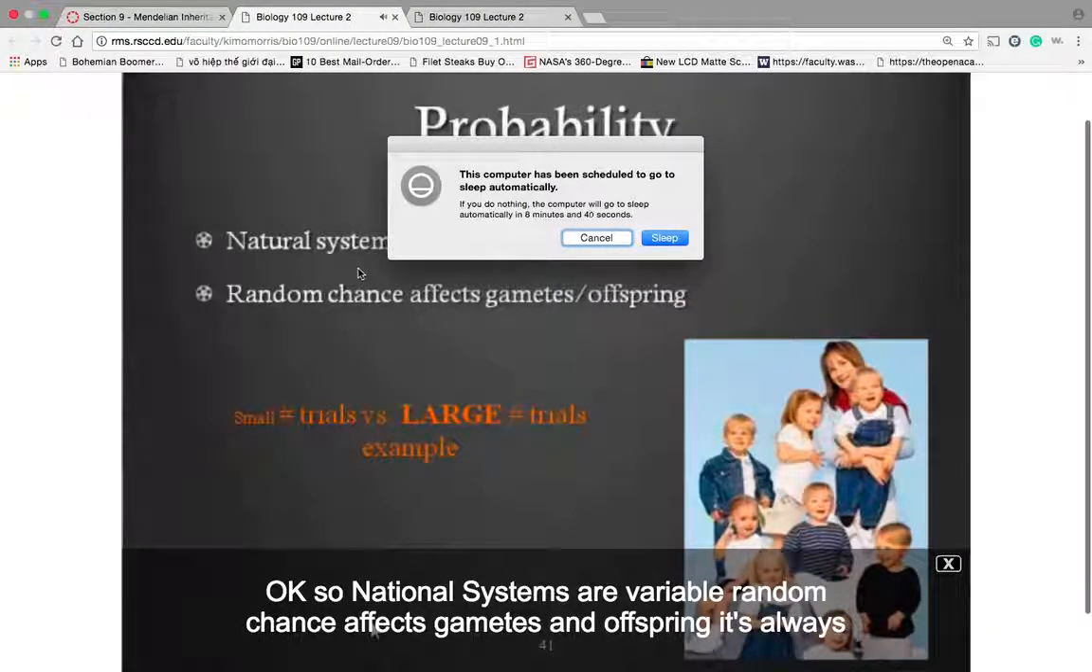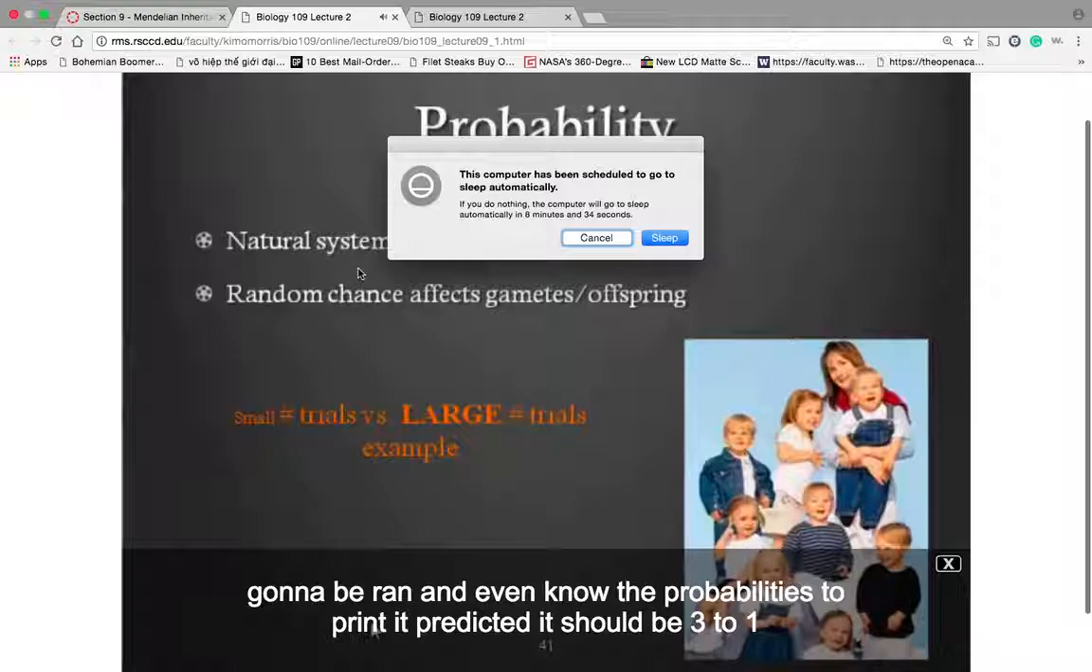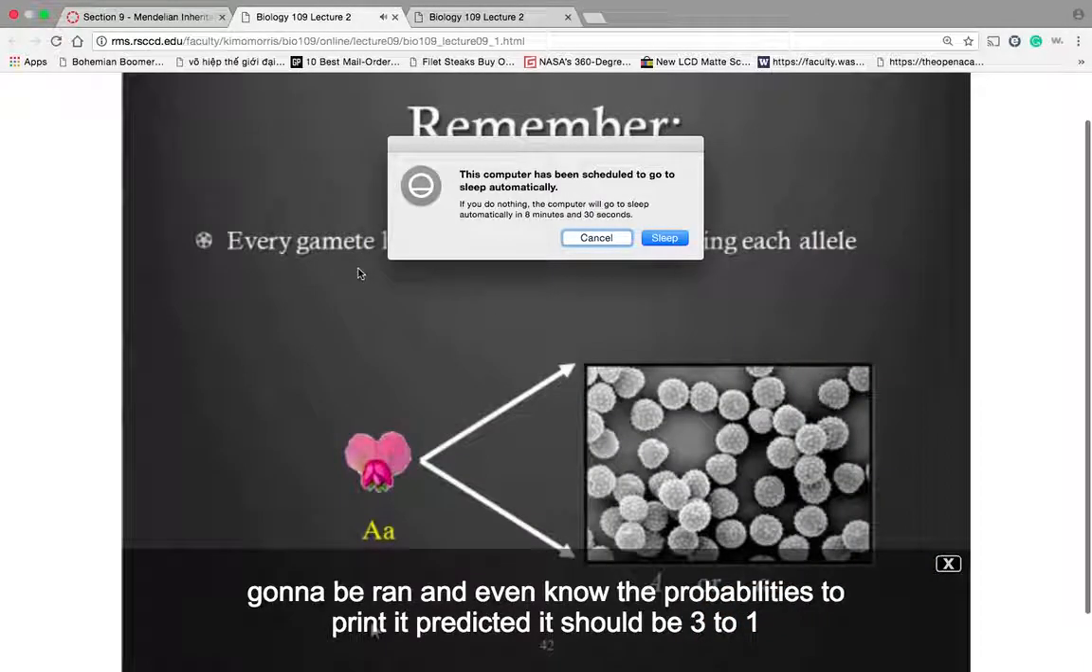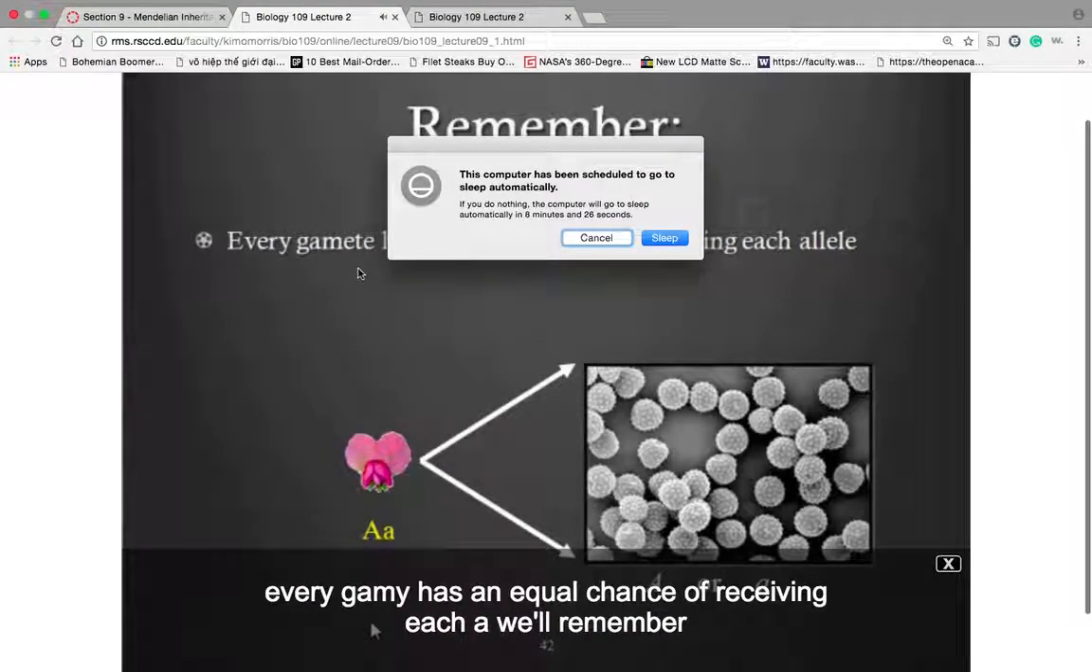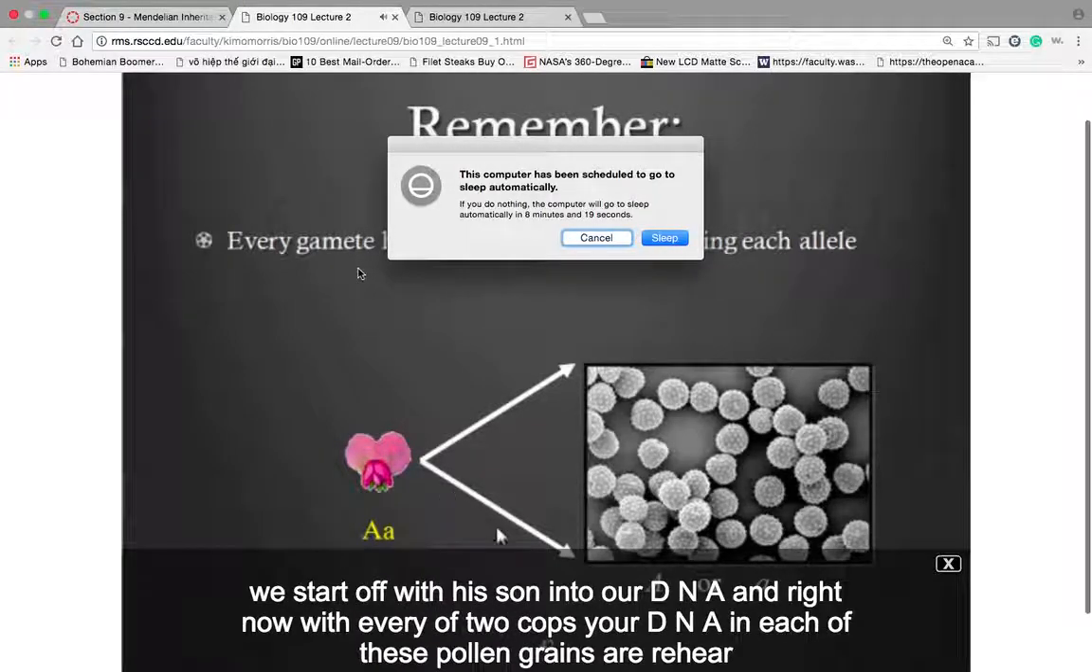Okay, so natural systems are variable. Random chance affects gametes and offspring. It's always going to be random, even though the probability is going to predict that it should be 3 to 1. Now, when we think about this in terms of gametes, every gamete has an equal chance of receiving each allele.